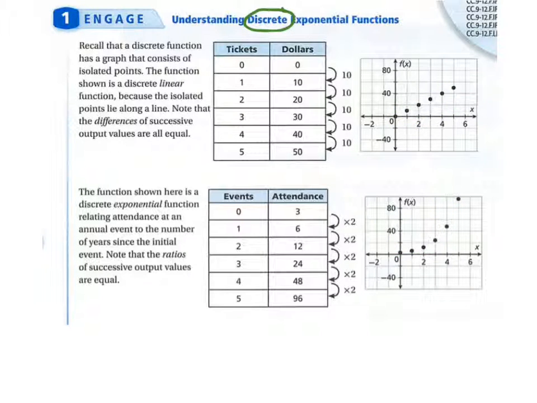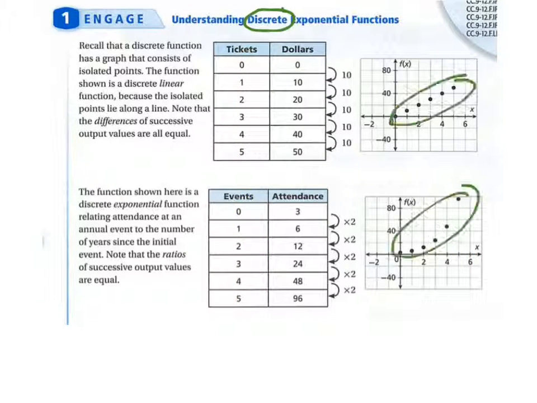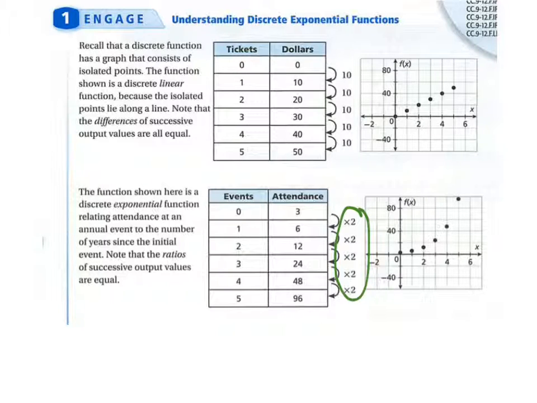To go back here for a second, how are the domains related? Well, the domains are the same, right? The domain here is the exact same as the domain here. And yet the graphs look very, very different. What's going on? Well, this one is just going up by 10 each time, but this one is being multiplied each time. This one is an exponential function because it's being doubled each time.